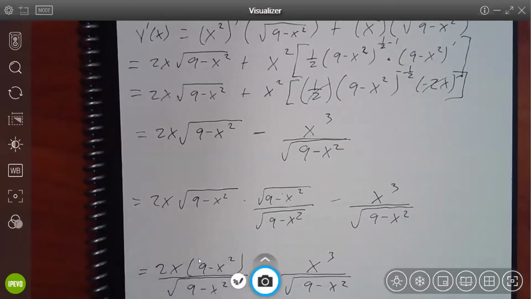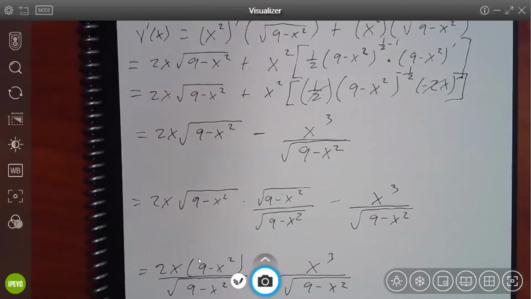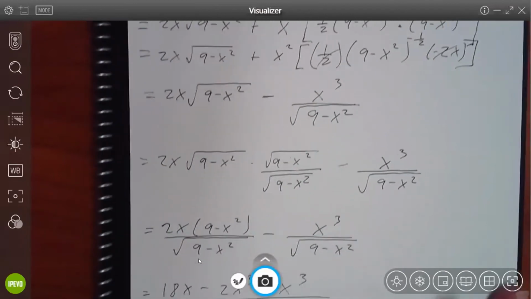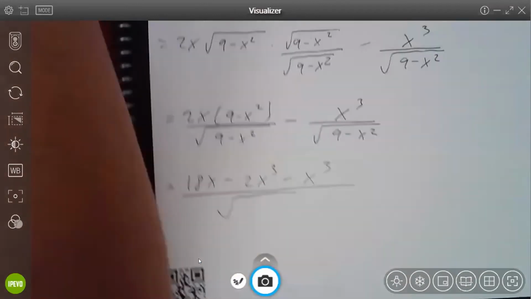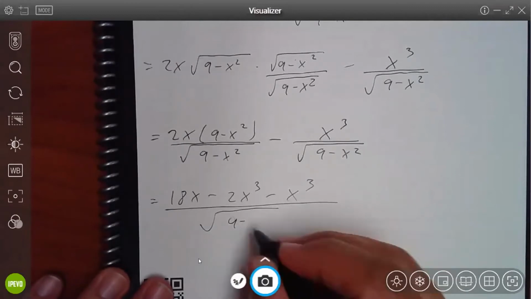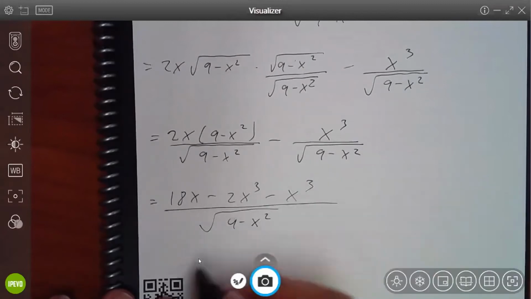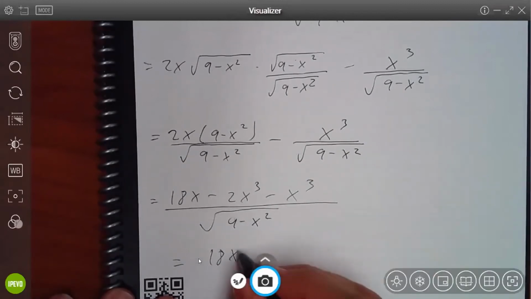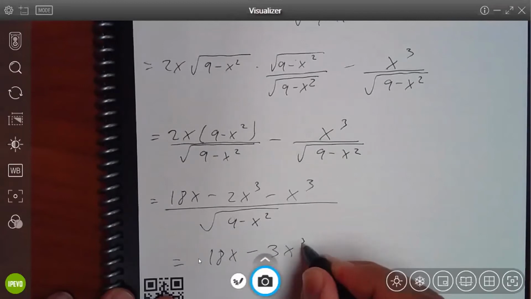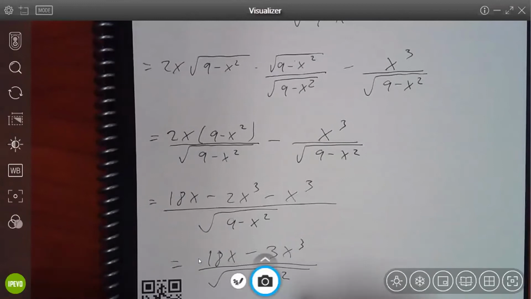Distribute this guy here, that'll be 18x minus 2x cubed minus x cubed. Combine the fractions. So that'll simply become 18x minus 3x cubed over this garbage. Double check. Yeah.